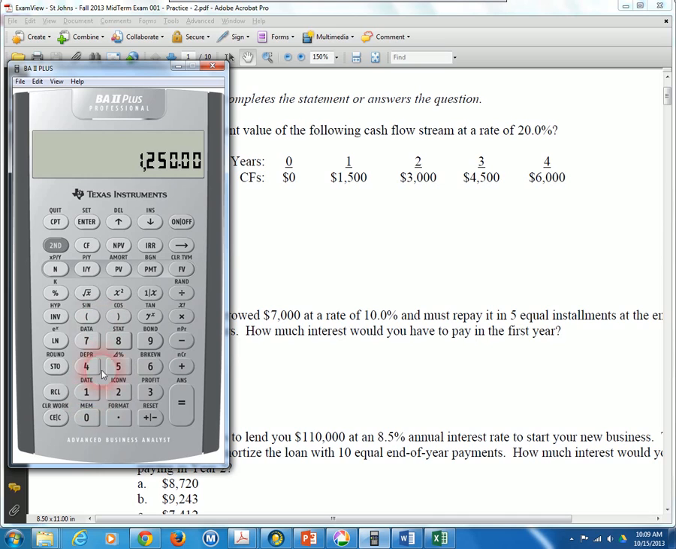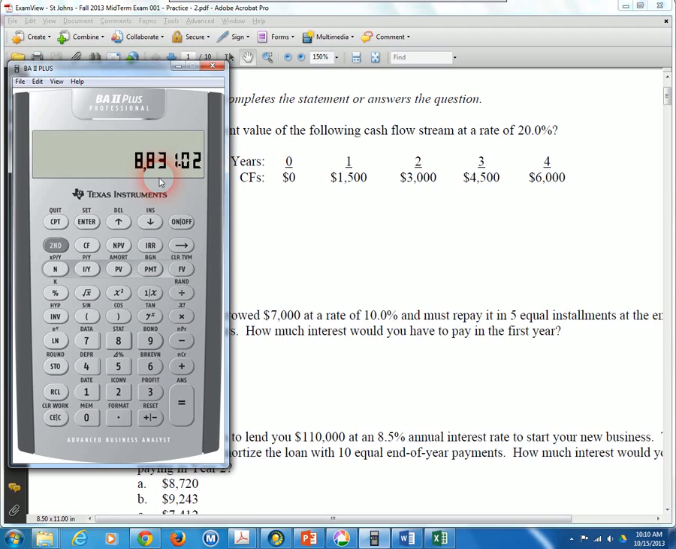So I click the open bracket sign, 3,000 divided by my second discount factor, which is 1.44, close the bracket and hit equal to. So what I've done here is I've added the present value of $1,500 in year 1 to the present value of $3,000 in year 2. Similarly, I will add the present value of $4,500 occurring in year 3. I close the bracket, hit the equal to sign, and I will add the present value of $6,000 occurring in year 4.